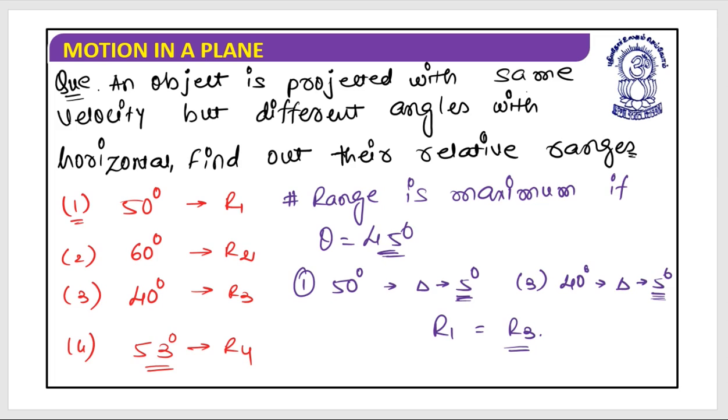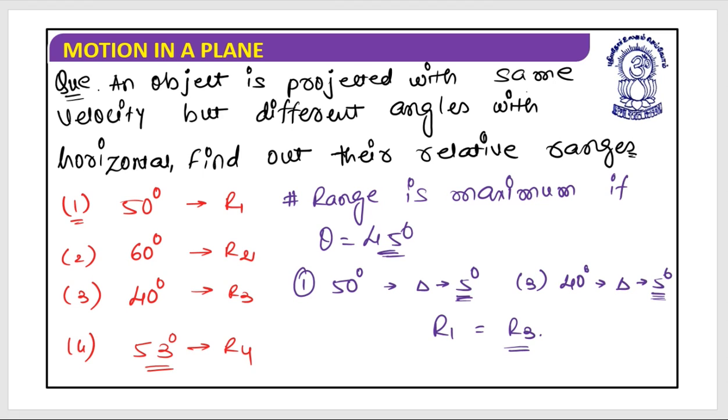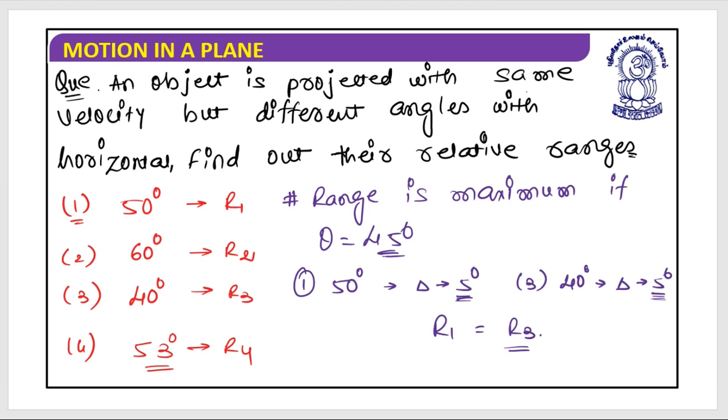Now let's find out the second case. It's 60 degree. So our deviation from 45 degree is 15 degree. And the next, the fourth case, is 53 degree. So deviation from 45 degree is 8 degree. So here it has been deviated by 8 degree, here it has been deviated by 15 degree, and these two have been deviated by 5 degree.